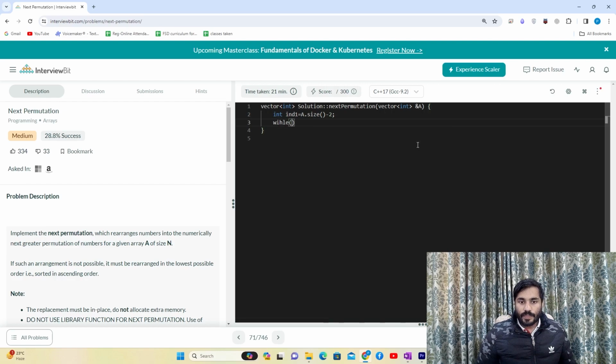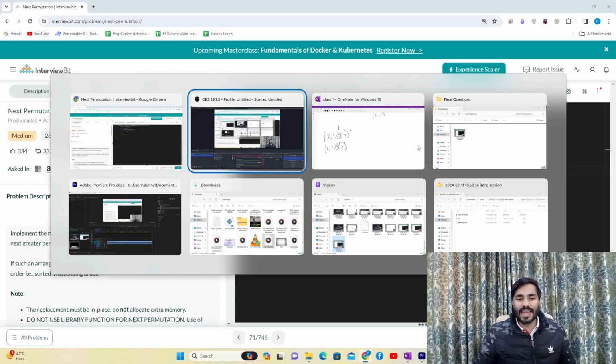Now while our index 1 is greater than or equal to 0, what do we do? If we have found an index, a of index 1, that is less than a of index 1 plus 1, if we have found this number, we break. We don't go back any further, but if we haven't found it, we keep moving to the left. So index minus minus, we are moving back until we find a number that is less than the number to its right.